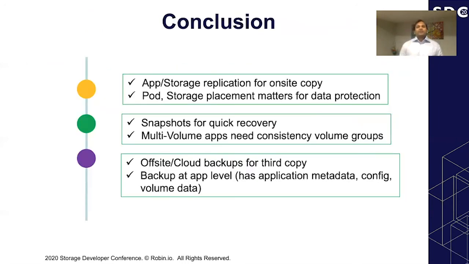So to summarize, there is the 3-2-1 backup rule. One is to make an on-site copy. You can use either application replication, where the application takes care of its own replication, or you can use the storage provider's replication, where it replicates the data.